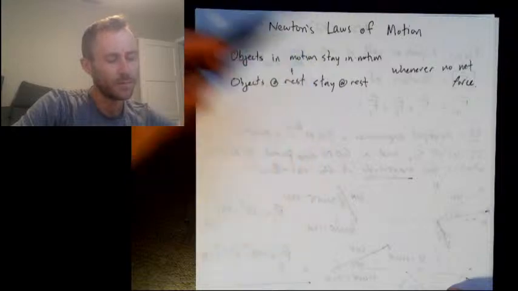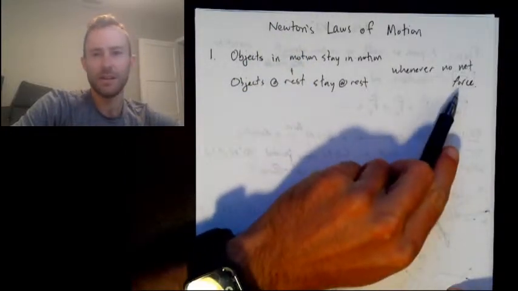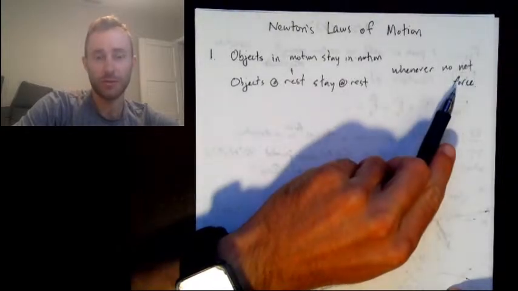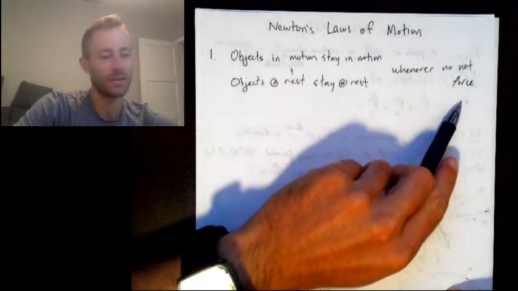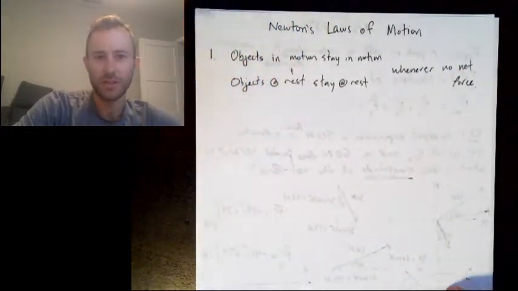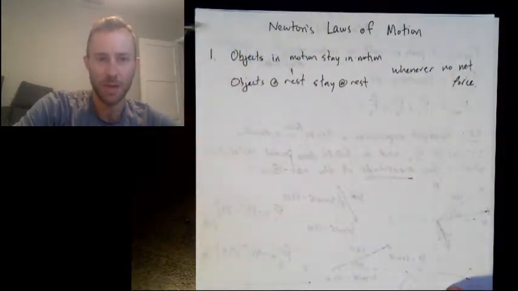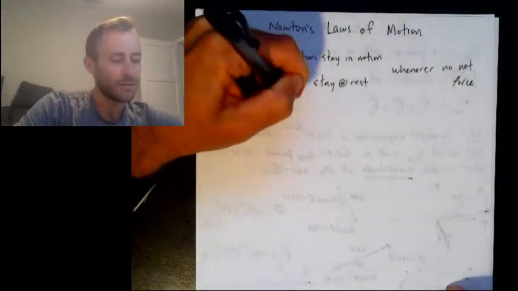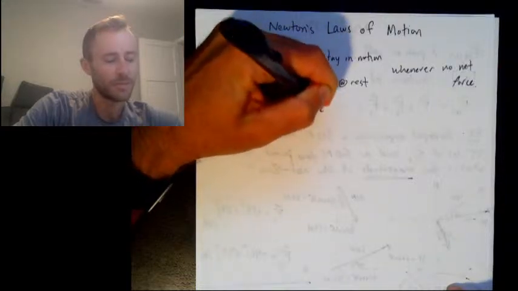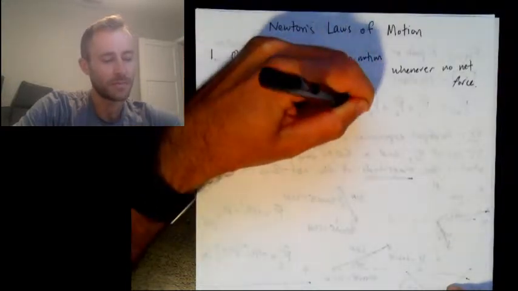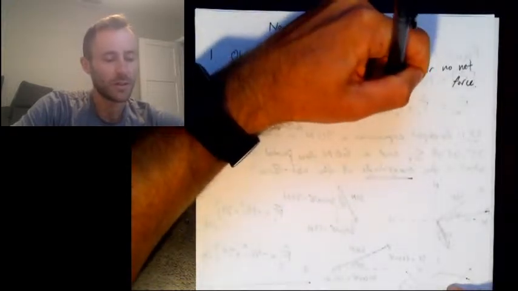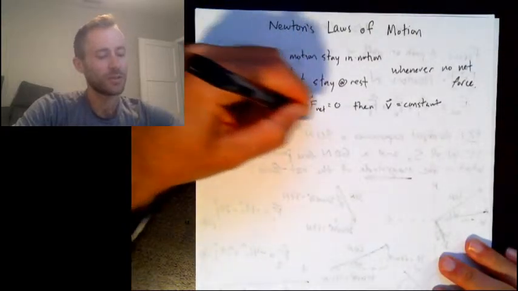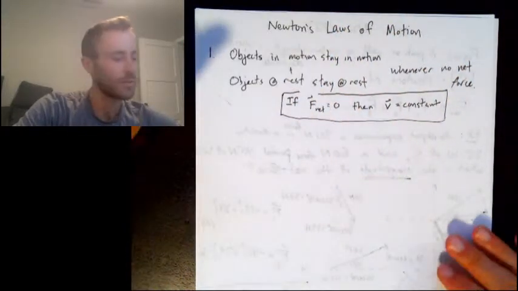So really what we are getting is basically that if you want to change the motion, you have to have a cause for it. There has to be a reason to change the motion, and the net force is that reason. If I was going to state this first law of motion in as concise of a manner as possible, I would say that if the net force equals 0, then the velocity is constant. Okay, so this is the most concise mathematical way of stating Newton's first law of motion.